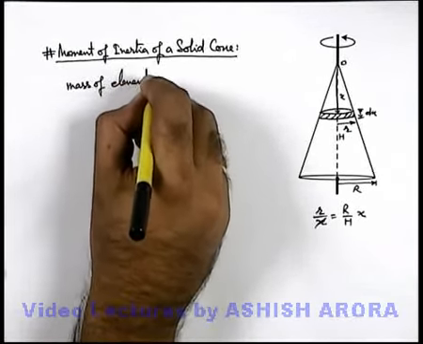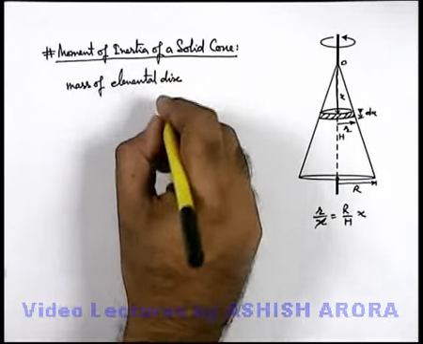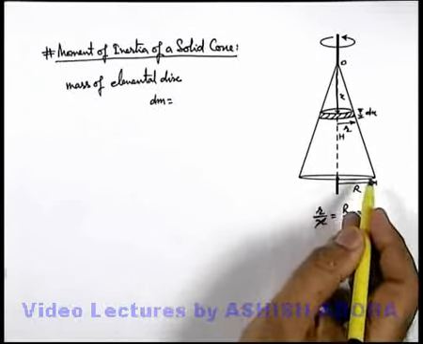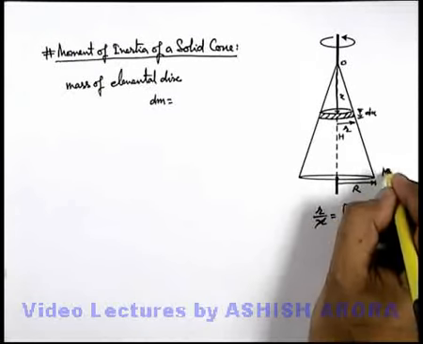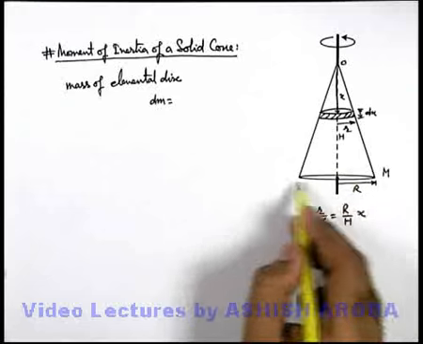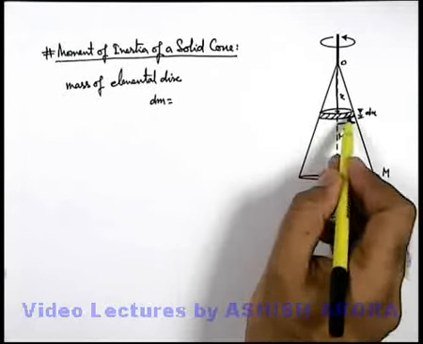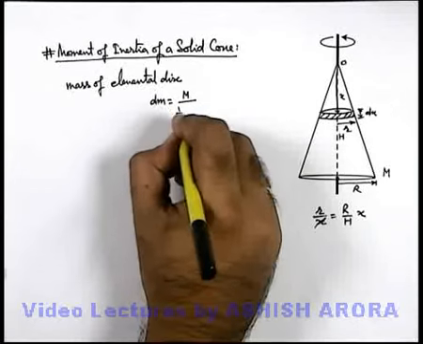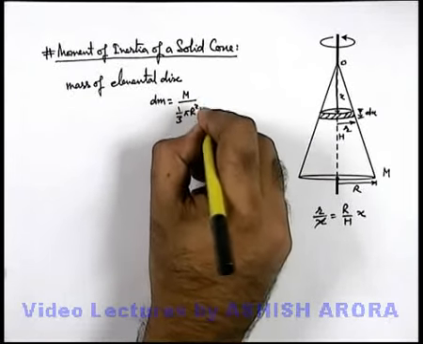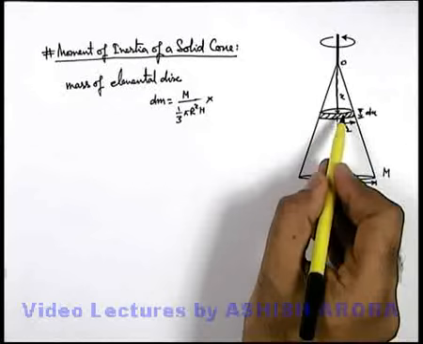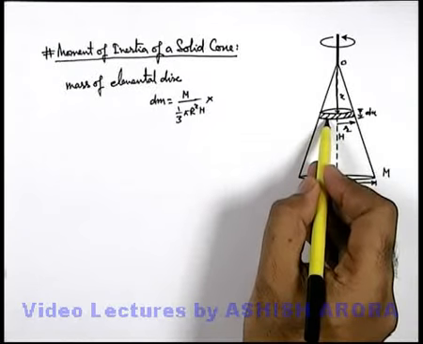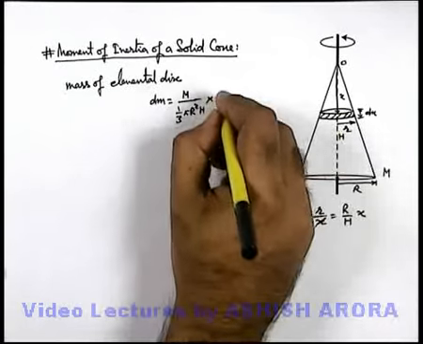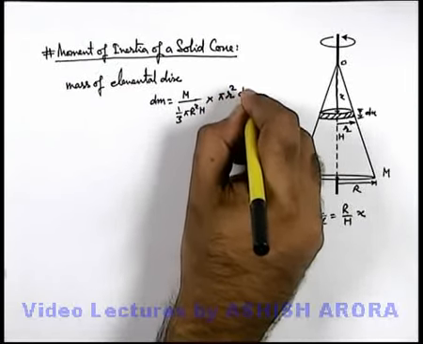this elemental disk, which we can consider as dm, which can be written as mass per unit volume of the cone, if its total mass is m, multiplied by the volume occupied by the element. So here it will be m upon the volume, which is 1 by 3 pi R square h, multiplied with the volume occupied by the elemental disk, which can be given by the product of surface area and its height, which can be written as pi r squared dx.